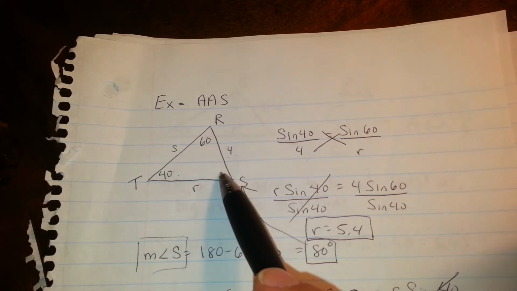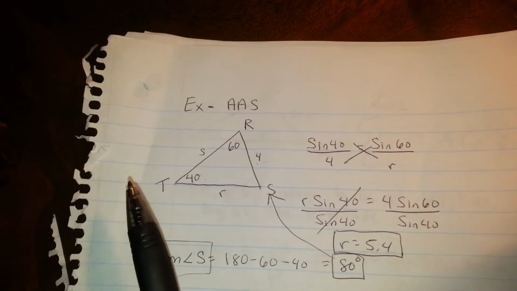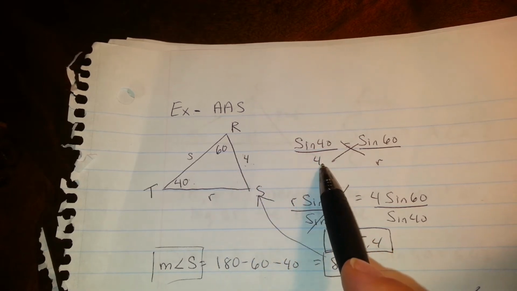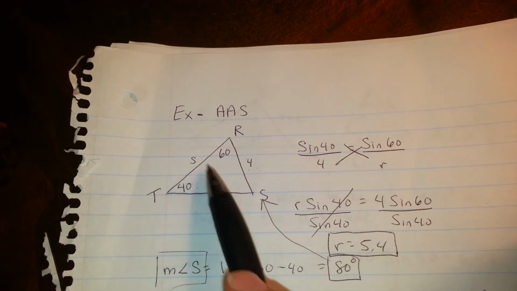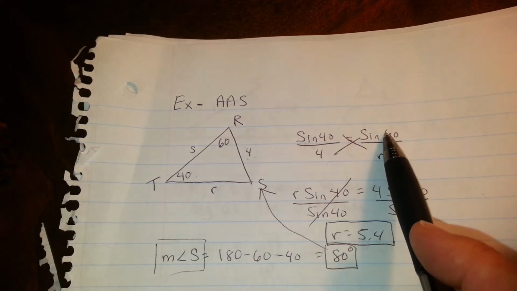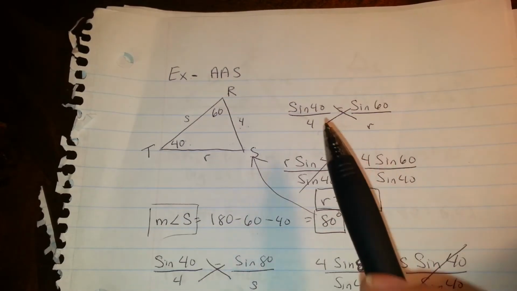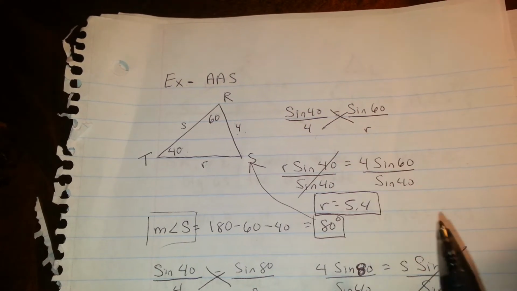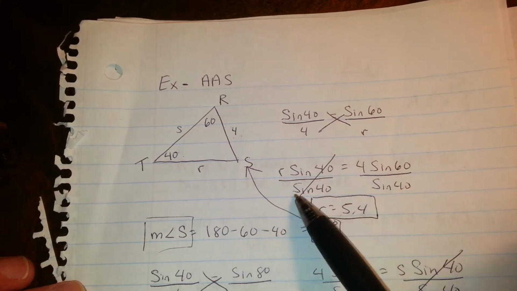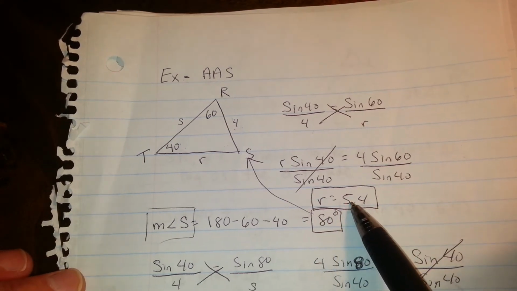You can go ahead right away and figure out what this angle is. This is 100. This is going to be 80, okay? But right now, here's my known ratio, angle to side, okay? Sine of 40 is to 4. And I could solve for either one of these if I've already figured out that's 80. But we're given 60. So sine of 60 is to r, little r, okay? Same thing, cross product. r sine 40 equals 4 sine 60. We divide both sides by sine of 40, and I get r is 5.4.